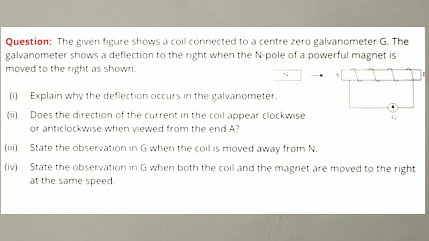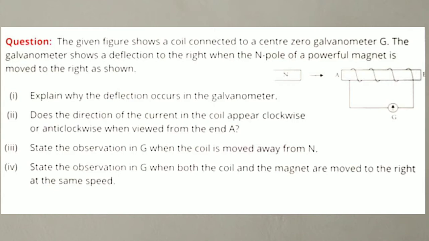The given figure shows a coil connected to a center 0 galvanometer. The galvanometer shows a deflection to the right when the north pole of a powerful magnet is moved to the right as shown. Again, read the statement. Whatever they are telling in the statement is given in the form of a diagram also, so understand both at a time. And based on this, they ask 4 more questions. Usually this is a 4 marks question.